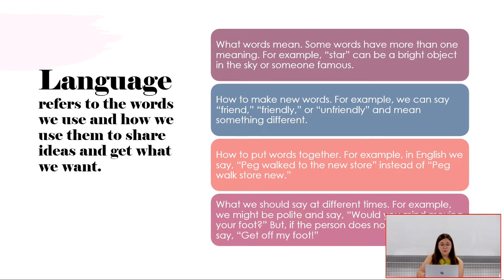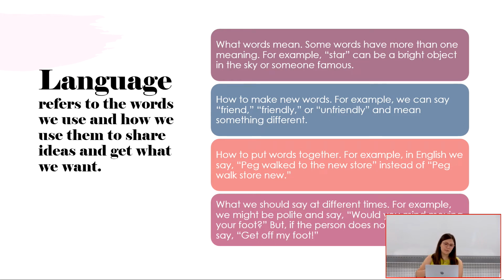When I say language, it refers to the words we use and how we use them to share ideas and get what we want. In order to know a certain language, we need to learn and know what the words mean and how they affect our daily life. For example, when I explain something related to a star, if a listener doesn't know what star means, they can't understand, and they can understand something totally else. So it can affect our communication.